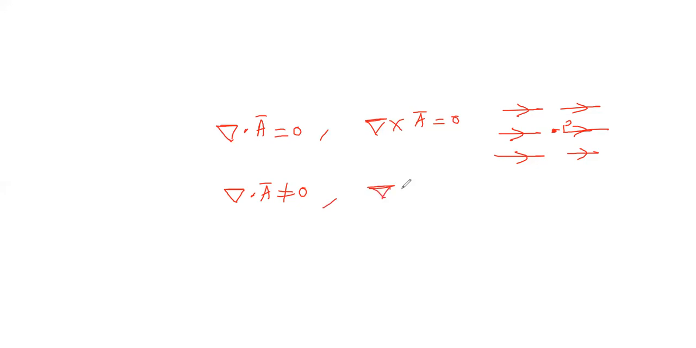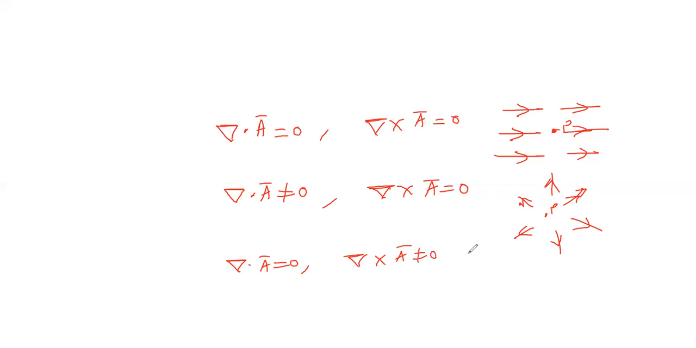Let us take another consideration: del cross A bar equal to zero. Curl is zero, so with respect to point P we can have divergence of the fields in different ways, but there is no rotation. The other combination: del dot A bar equal to zero, del cross A bar not equal to zero. Here divergence is zero, but curl exists, which means there is a rotation, but no divergence with respect to the point.